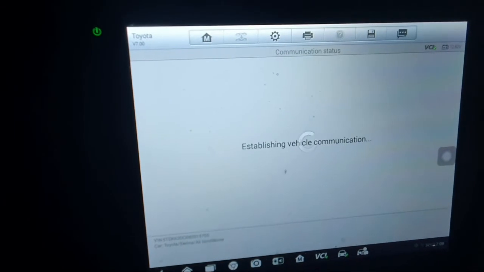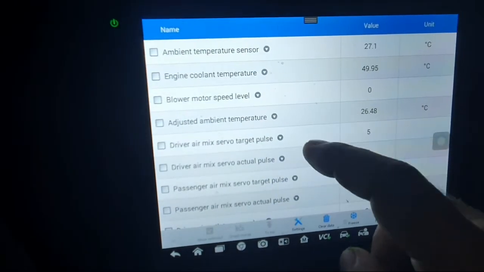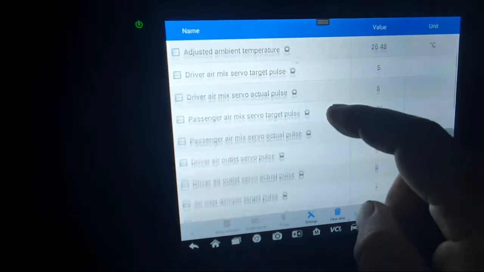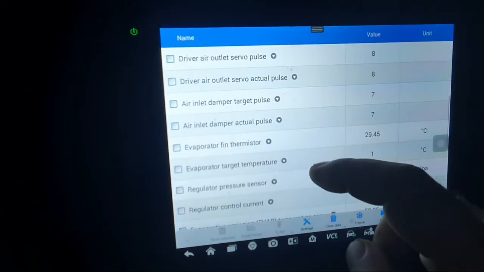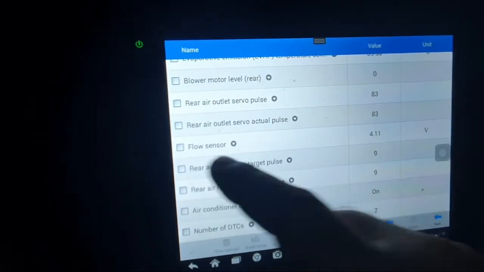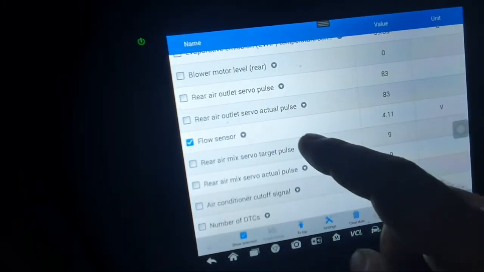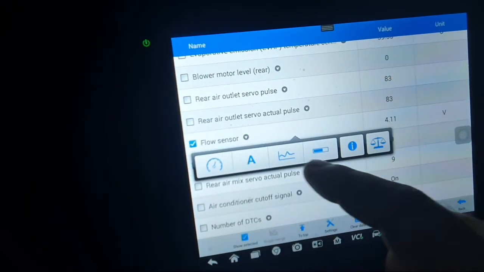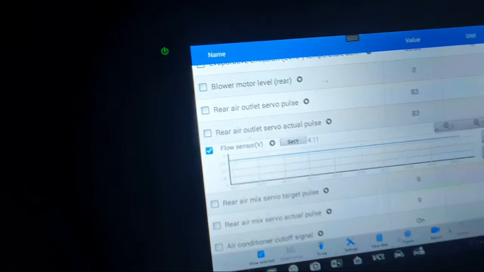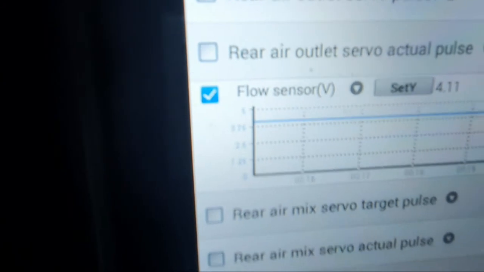Before we had voltage 3.7, 3.30. We had voltage sometimes 3.30, 3.47. In the current condition, we have voltage 4.11. Maybe it's working good. You see, this is 4.11 volt.